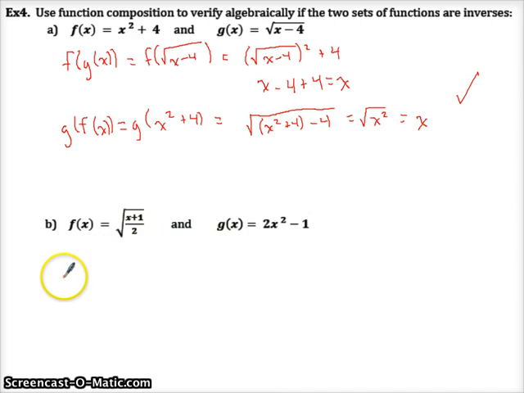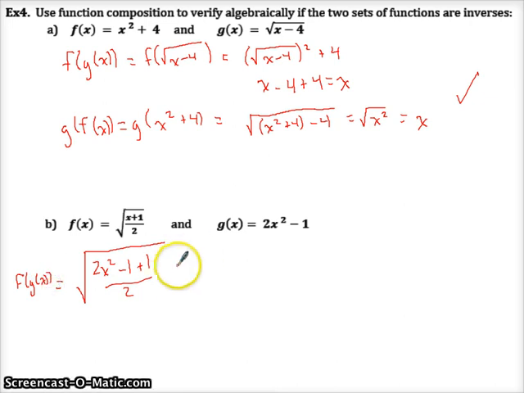Okay, we'll do the same thing with this. F of g of x would be like putting this function into this shape. So square root of, instead of x, I'm going to write this thing, 2x squared minus 1 plus 1, divided by 2. Maybe I should say what I'm doing. This is f of g, and that is 2x squared over 2 under the square root. The 2's cancel, and I'm good.